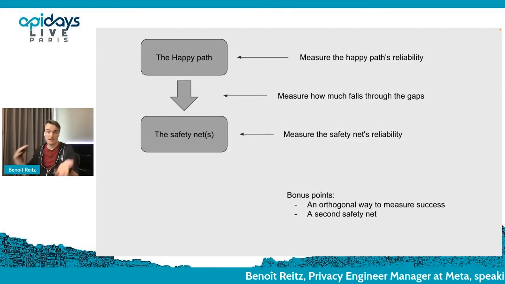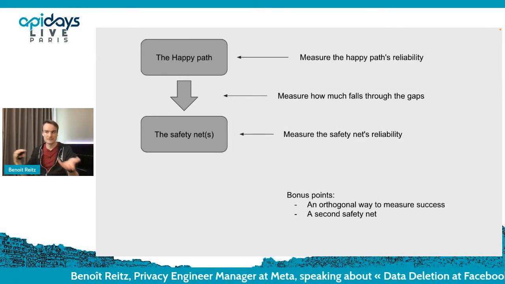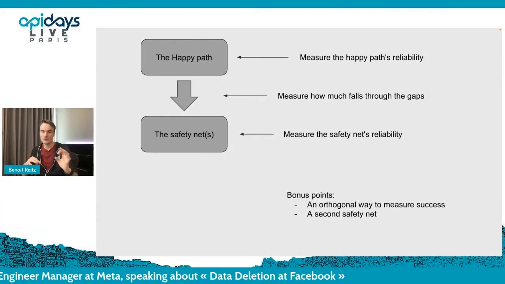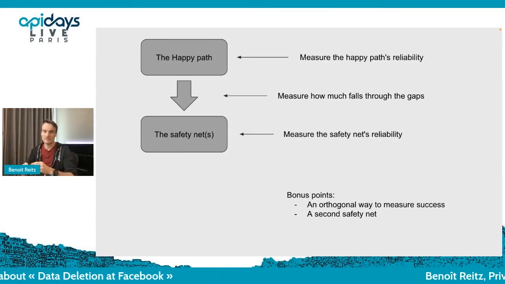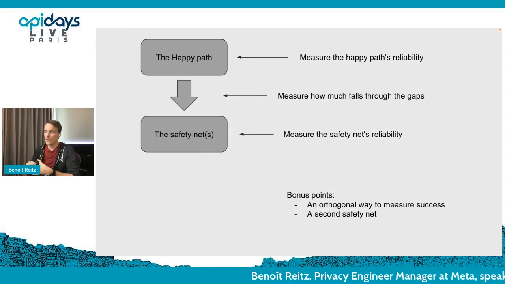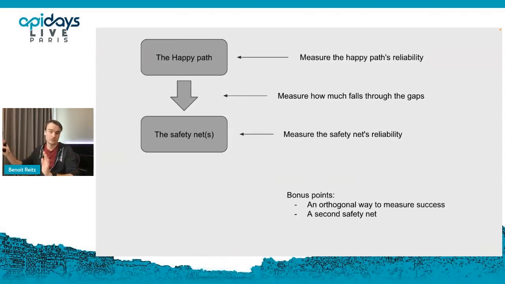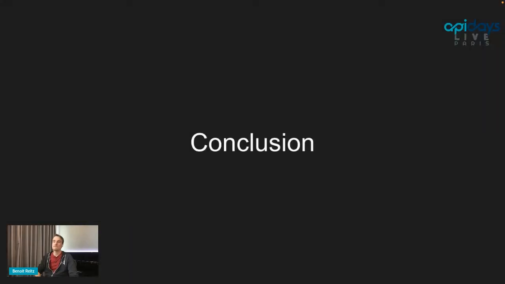And we need to measure its reliability, but the happy path is not going to be enough. We need to measure how much falls through the gaps. And then we need to have safety nets that automatically remediate that. But we also need to measure that safety net's reliability. And if possible, have more safety nets behind. And bonus points if your way to measure success is completely orthogonal from your system. If you have a source of truth which doesn't rely on your system, that's much, much stronger. And having multiple layers of safety nets is also a very important point.